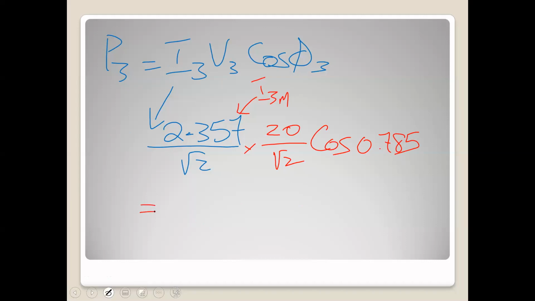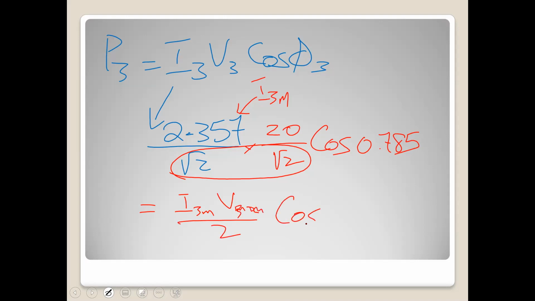And what's that equal to? Of course, gentlemen, you would recognize that if we multiply that, we'll get 2. So you could have simply written I3M V3M over 2 cos phi 3. All right, so what do we get?